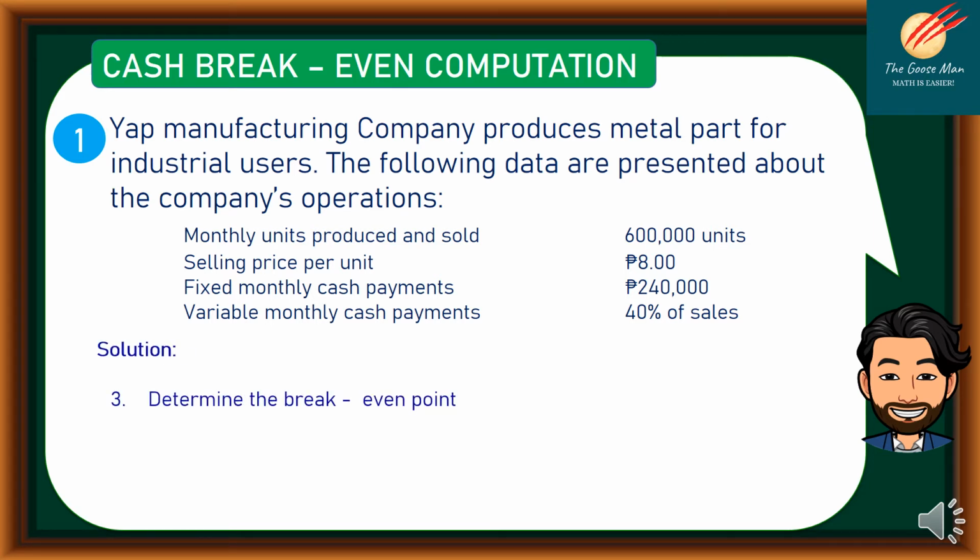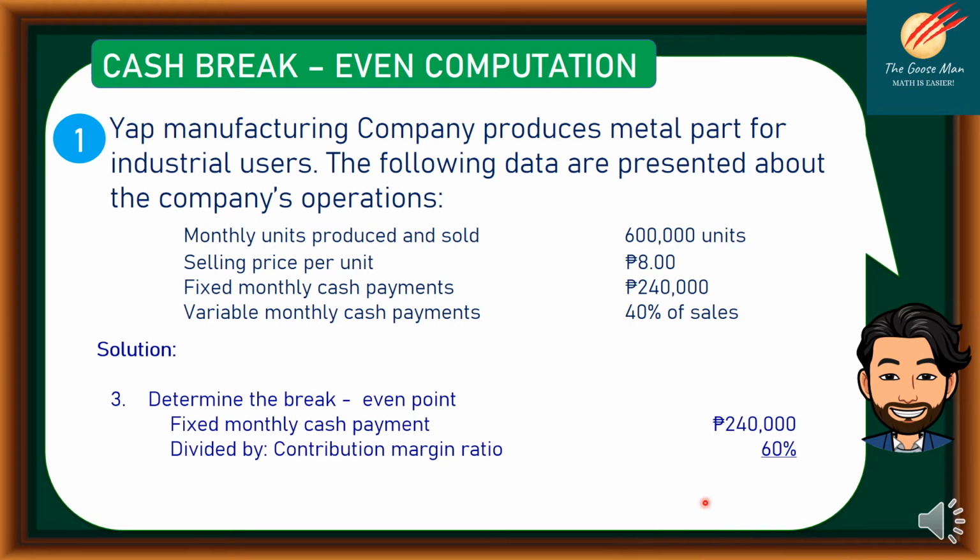Determine the break-even point. To determine the break-even point, we will have the fixed monthly cash payment of 240,000 from the given, and then divided by the contribution margin ratio of 60% based on our computation a while ago. So we have the cash break-even of 400,000 pesos. This is how we get the cash break-even. So these are the steps again in cash break-even computation.